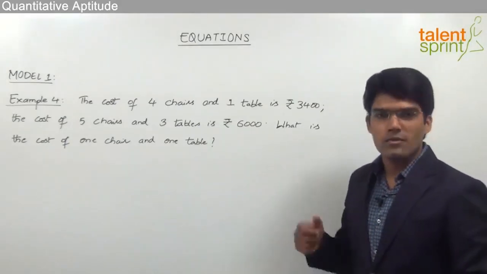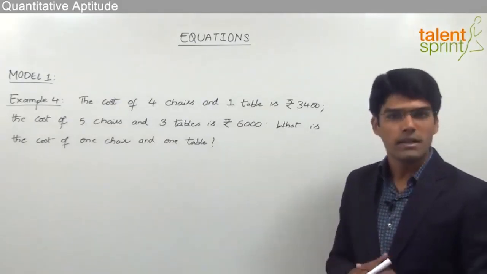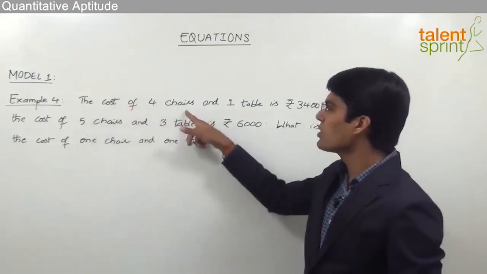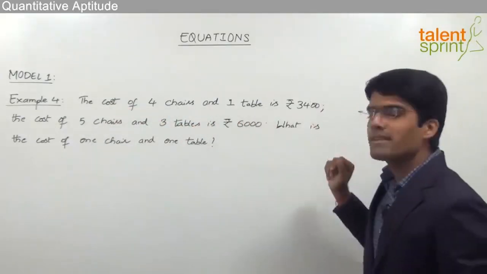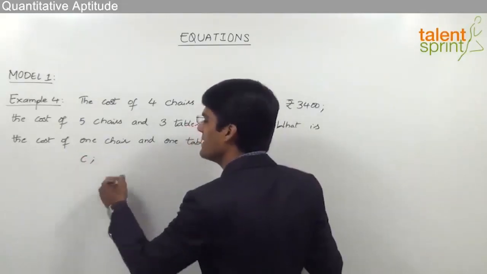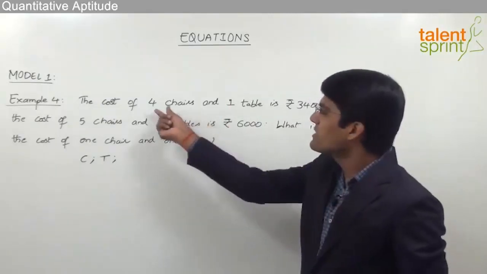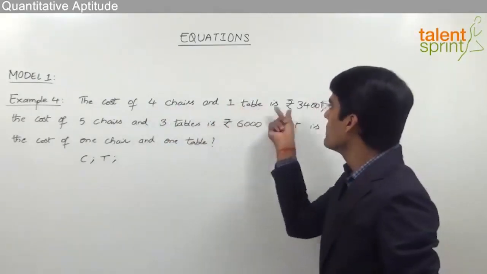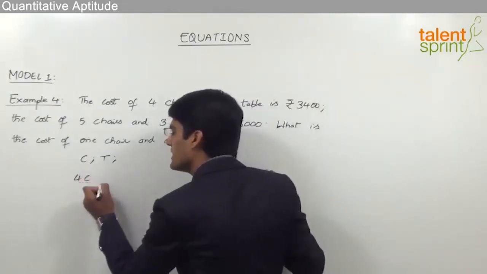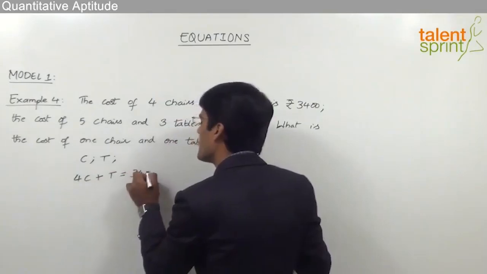So in these type of questions, we first need to frame the proper equations and then solve them to get the required answer. Now by looking at the first statement of the question, the cost of 4 chairs and 1 table is 3,400. Let us assume that the cost of each chair is C and the cost of each table is T. So the first equation says 4 chairs and 1 table, the total cost is 3,400. So the cost of 4 chairs would be 4C and 1 table is T. That should be equal to 3,400.